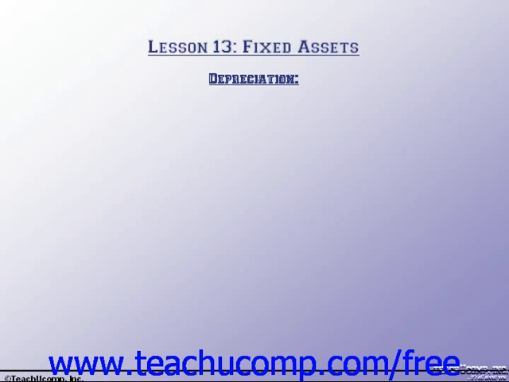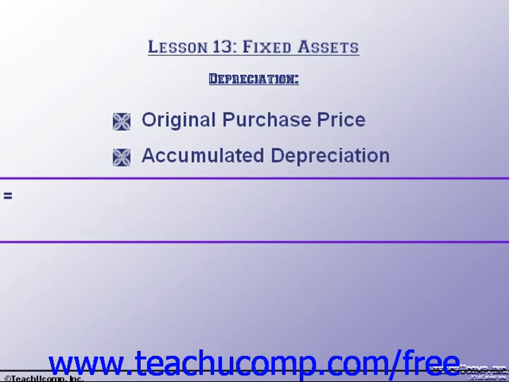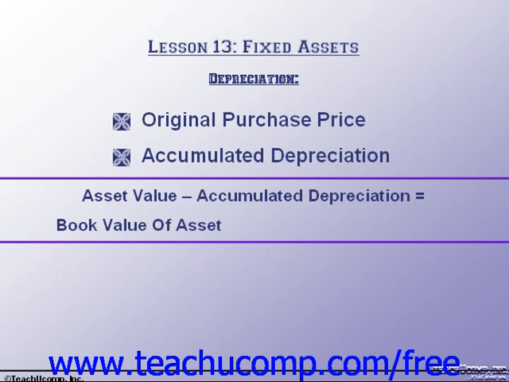To find out what the estimated value of an asset is at any point in time, you need to know the asset's original purchase price and the accumulated depreciation that has occurred on that asset. If you take the original cost of the asset and subtract the accumulated depreciation, you will see what is called the book value of the asset.